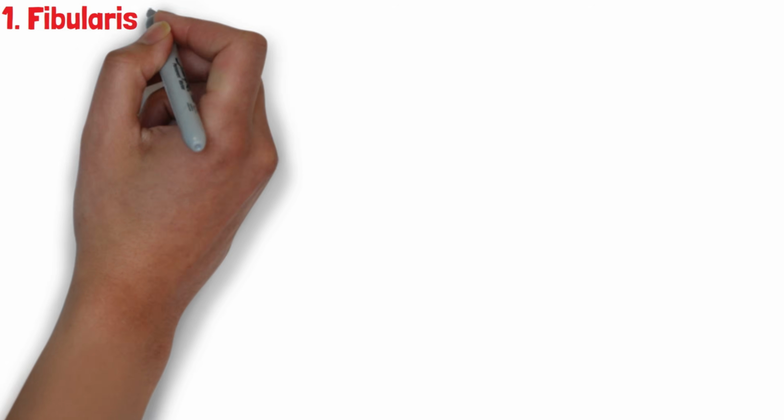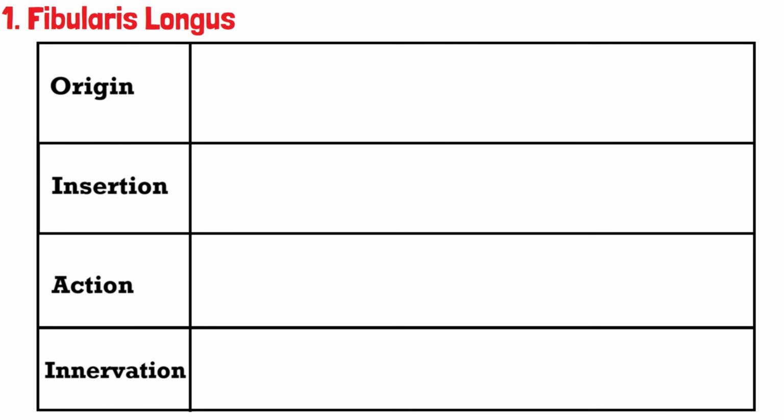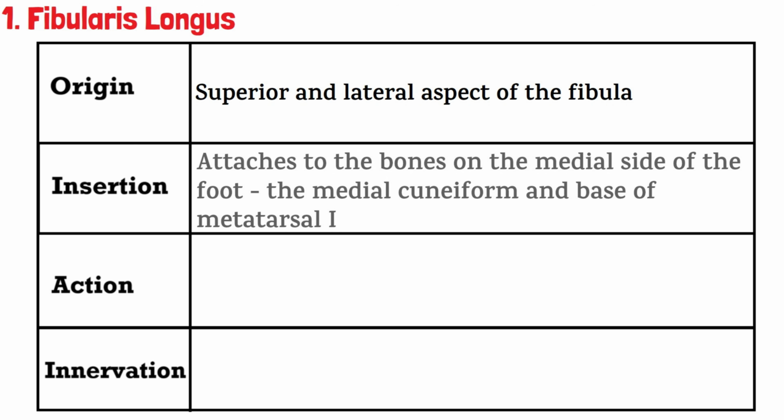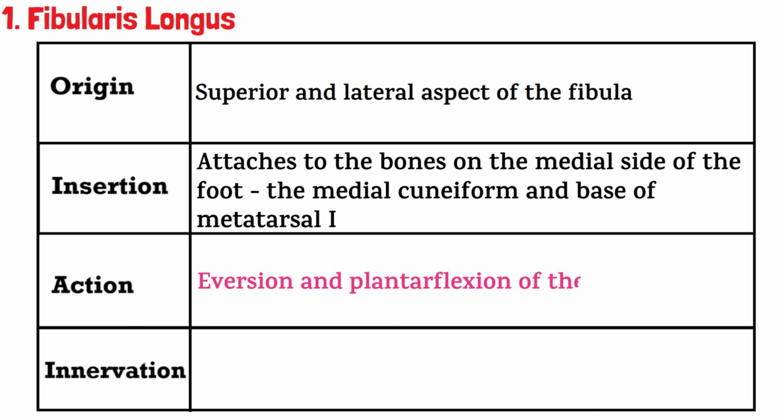First muscle is the fibularis longus, also called as the peroneus longus. It originates from the superior and the lateral aspect of the fibula and attaches to the bones of the medial side of the foot, the medial cuneiform and the base of the first metatarsal. The action of the muscle is eversion and plantar flexion of the foot, and it is supplied by the superficial fibular nerve.